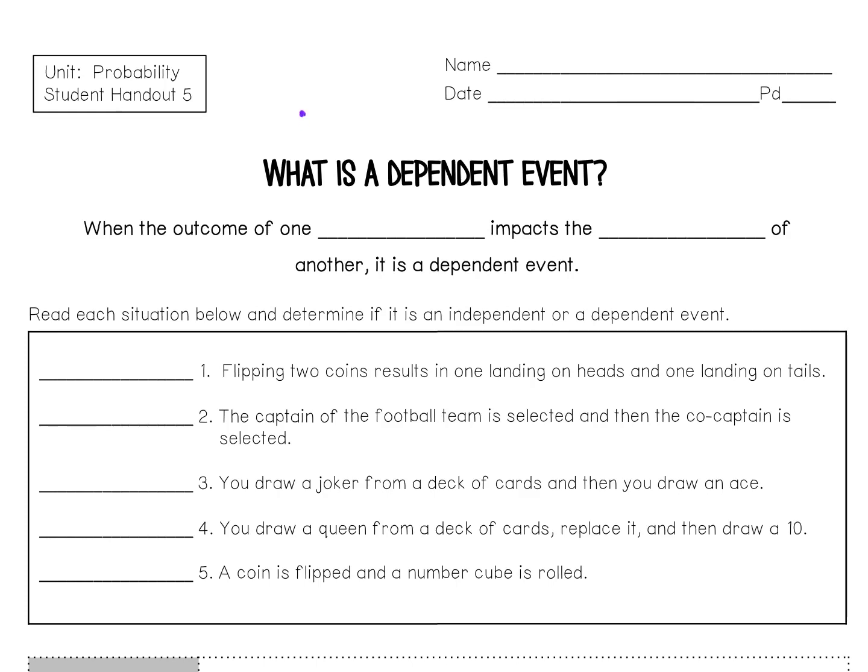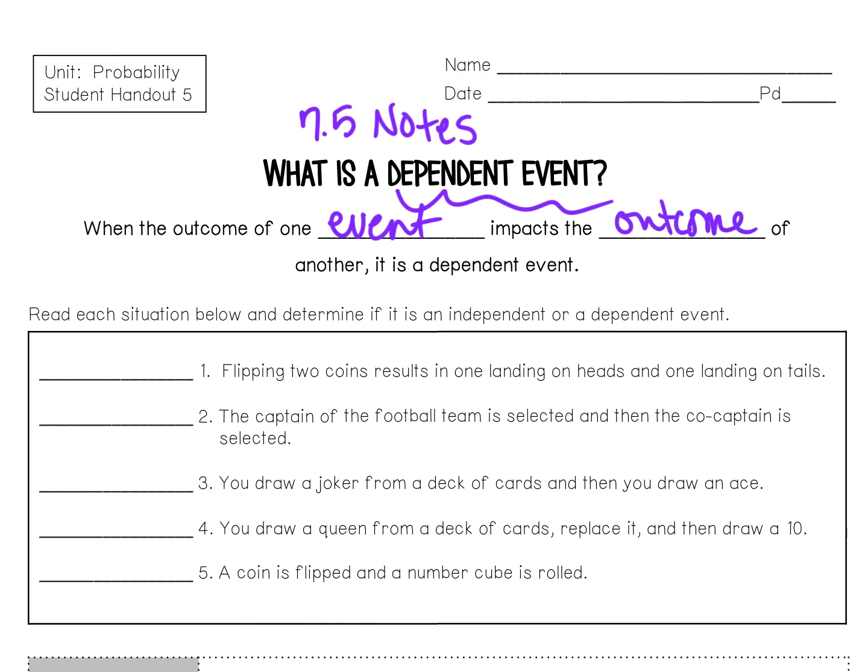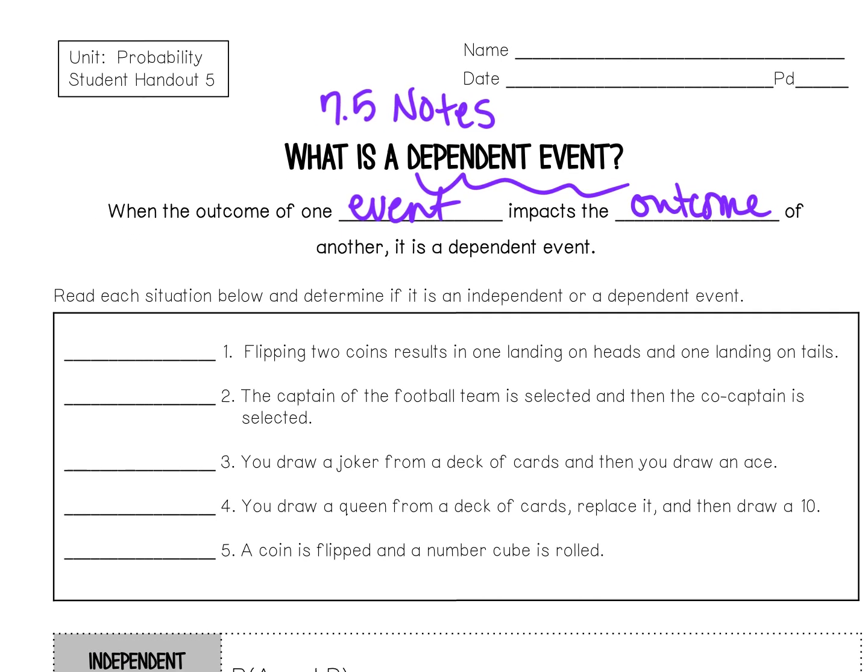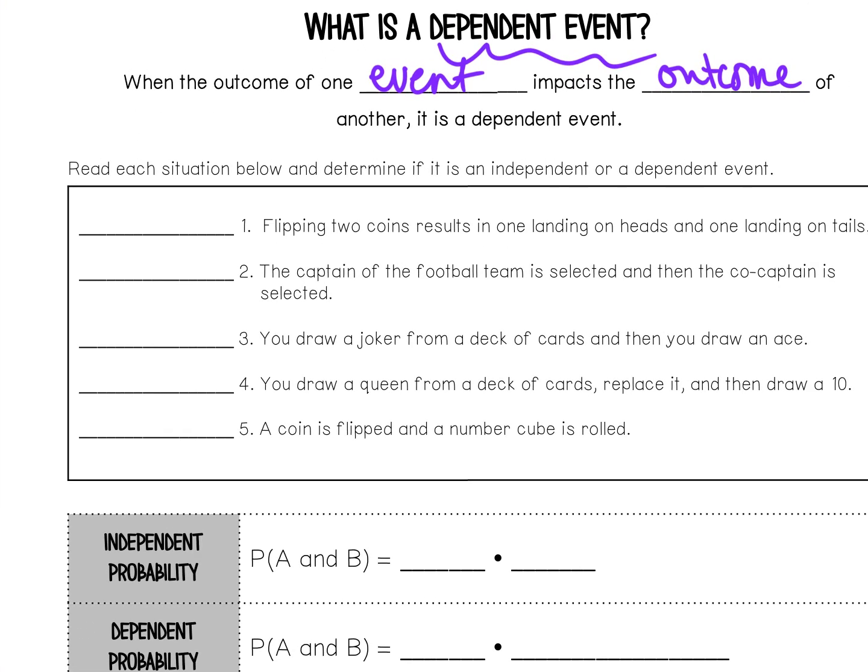All right, you have arrived to 7.5 notes over dependent events. That's when the outcome of one event impacts the outcome of another. It's when there is no replacement. So let's look at some examples of events and decide if they're independent or dependent.